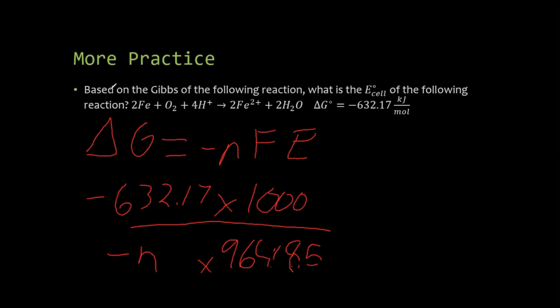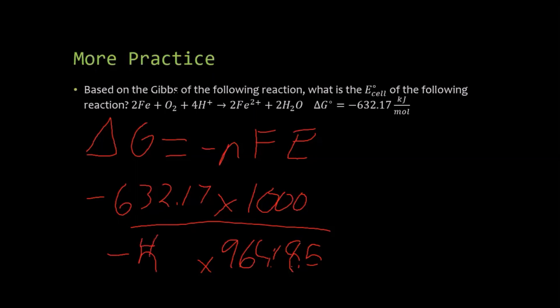Now, oxygen might be a pain to try to figure out the number of electrons transferred. So what's the easiest one to look at? Let's look at iron. This is iron, goes to iron 2+. So each iron is losing 2 electrons. Now, how many ions are losing 2 electrons? Well, 2. So how many electrons are totally lost by all the ions? 4. So our N is 4.